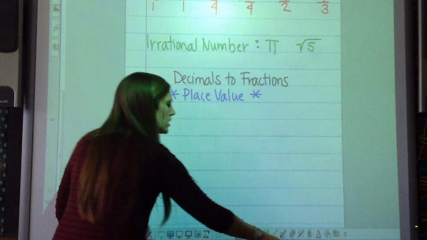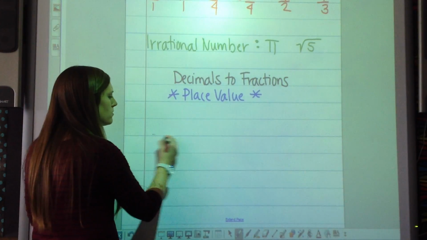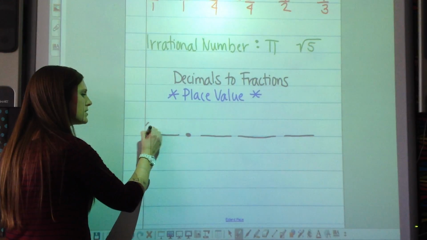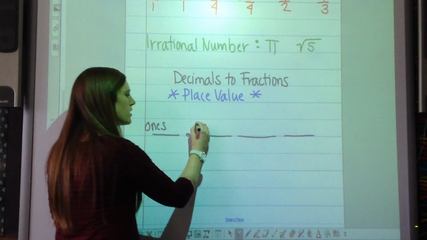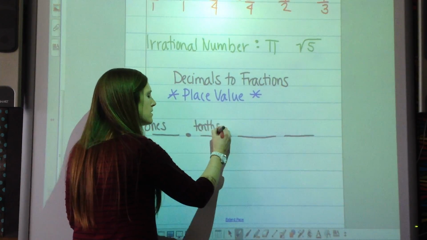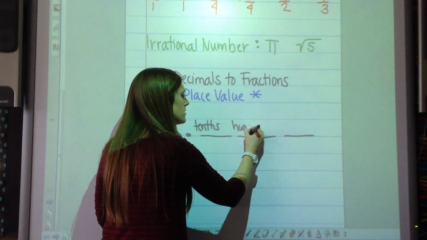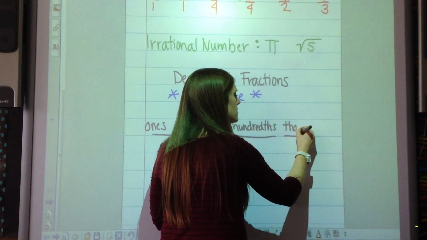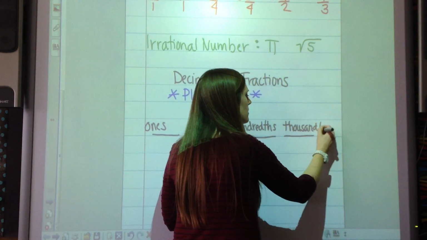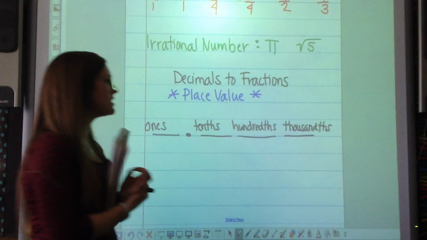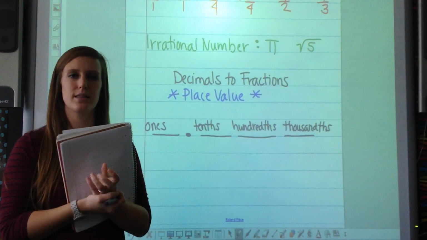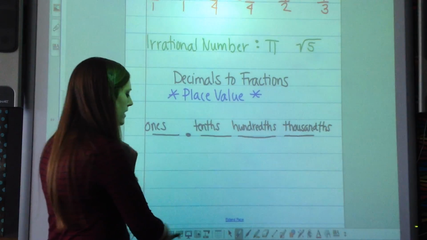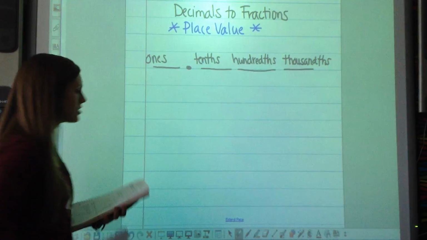Let me remind you of a couple of places for place value. I'm going to go 3 places. To the left of the decimal is the ones place. To the right is the tenths, then the hundredths, then the thousandths. Notice that these place values have a number in them. The tenths has 10, hundredths has 100. We're going to use that to change a decimal to a fraction.